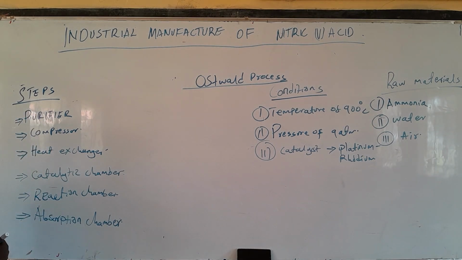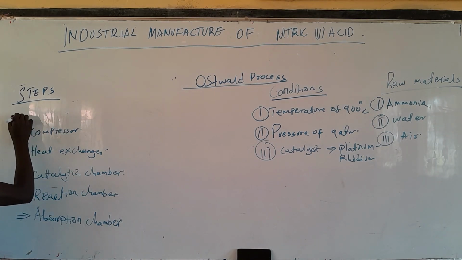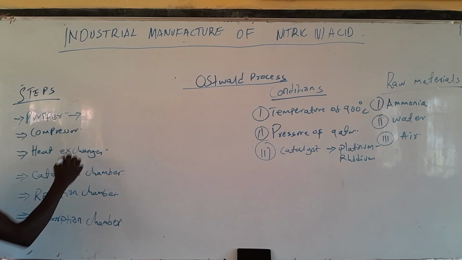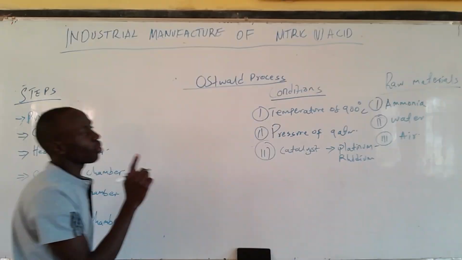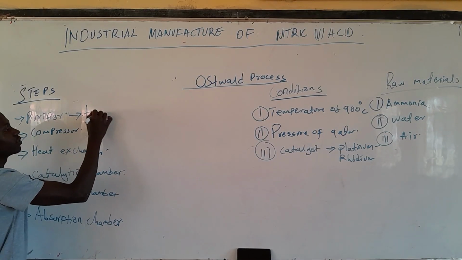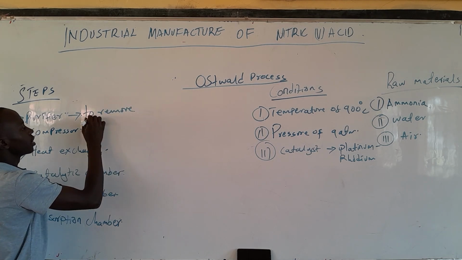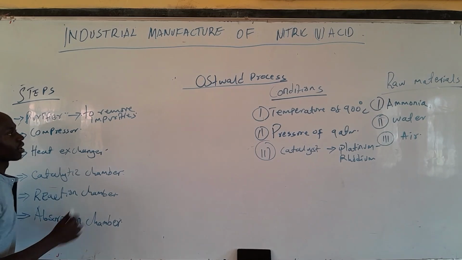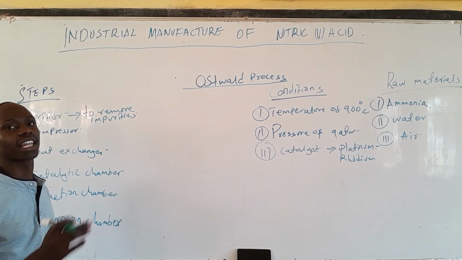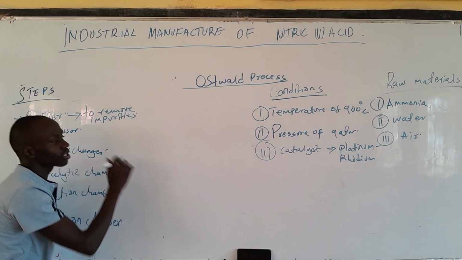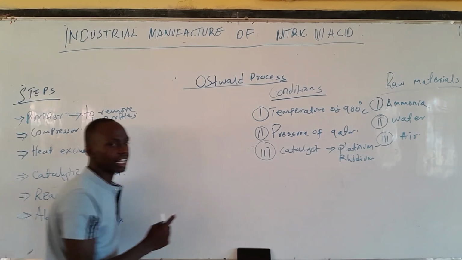The first step is the purifier. In the purifier, the mixture of ammonia and air is purified, that is to remove impurities, for example, dust particles and other gases. The reason we have to remove impurities is to avoid poisoning the catalyst that is used in this process.